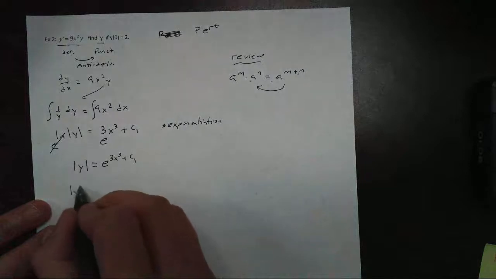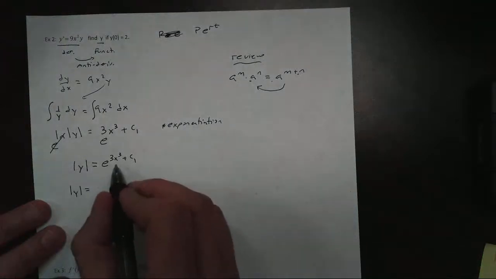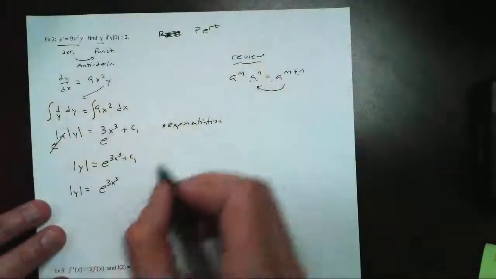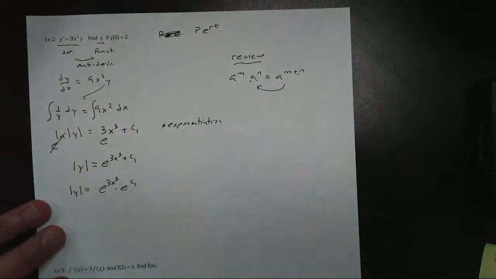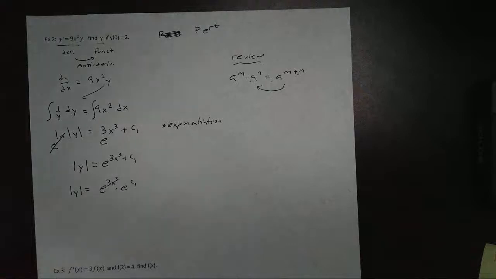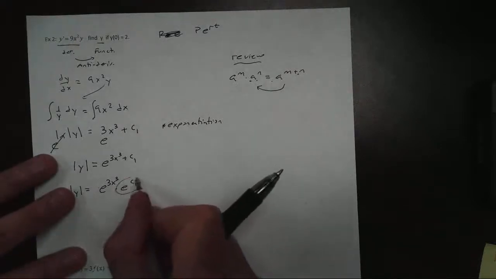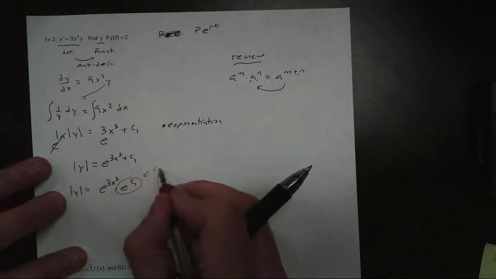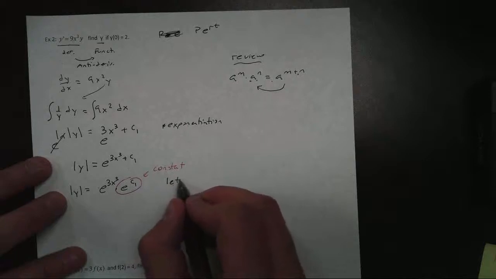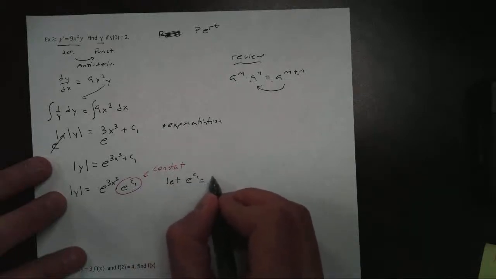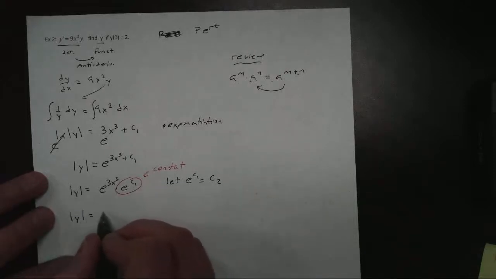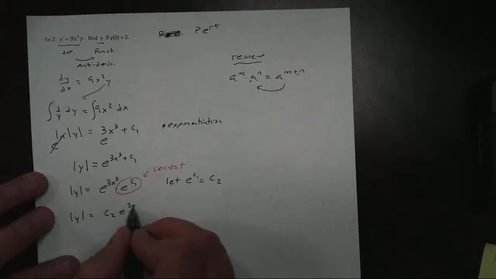This then becomes the absolute value of y equals, if I'm going to go backwards, e to the 3x cubed times e to the c1. And you may ask, why would you want to do that? That's because of this right here. This e to the c1, that's a constant. Oh my gosh, it's a constant. And you're right. We can therefore let e to the c1 just equal another constant, c2, and we get absolute value of y equals c2 e to the 3x cubed.